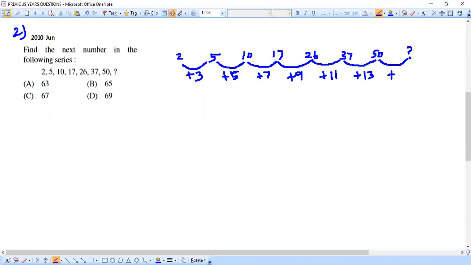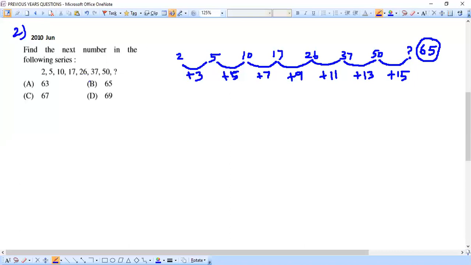So 50, we are left with 50. That is our last term. So 50 plus some number I need to add to get our answer. What number will come next? If you think 3, 5, 7, 9, 11, 13, the next odd number will be very easy for us to say. It is going to be plus 15. So when I do 50 plus 15, that will give me 65 as my answer. It's very easy for us to say. So successfully we got the answer to be 65.